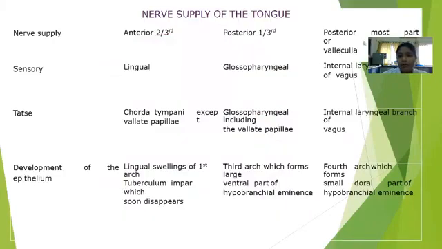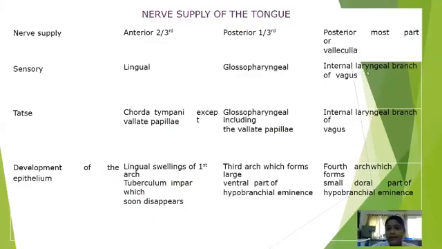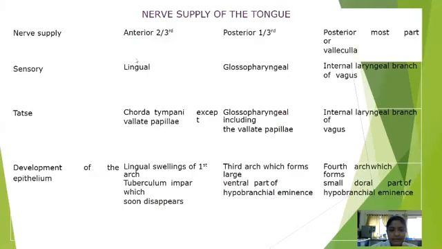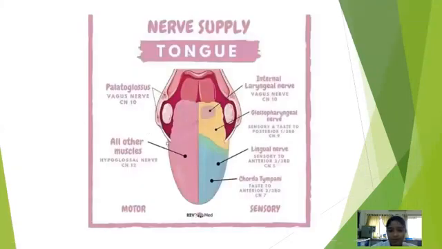For the posterior-most part of the tongue, it is the internal laryngeal branch of the vagus. So the posterior-most sensory supply of the tongue is the vagus nerve. Coming to taste, anterior two-thirds, chorda tympani, except the vallate papillae. Chorda tympani, taste.